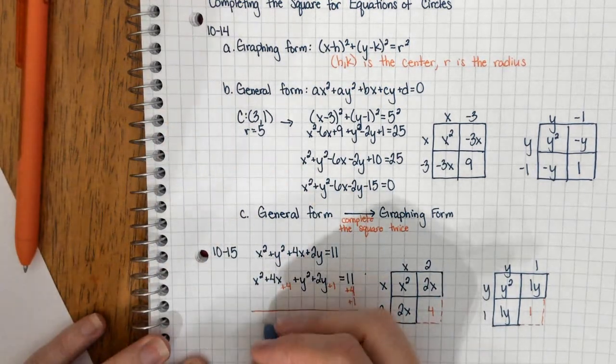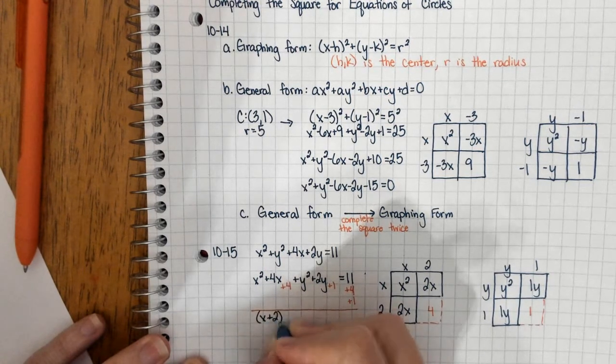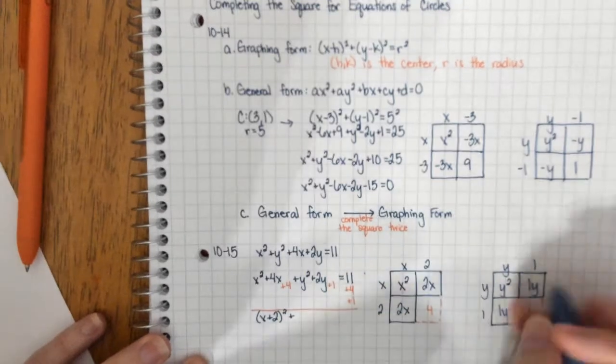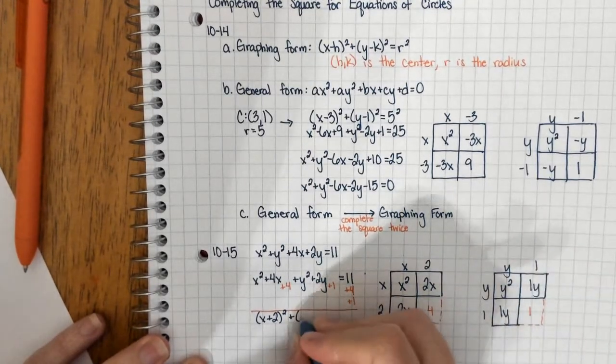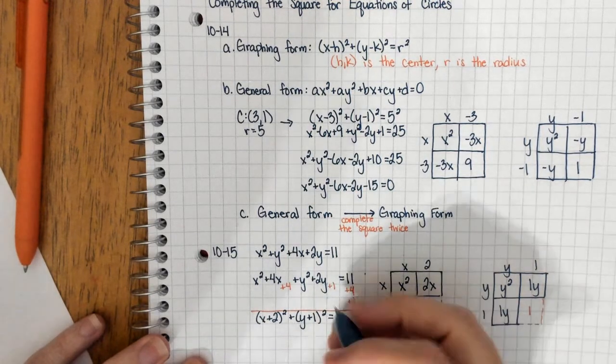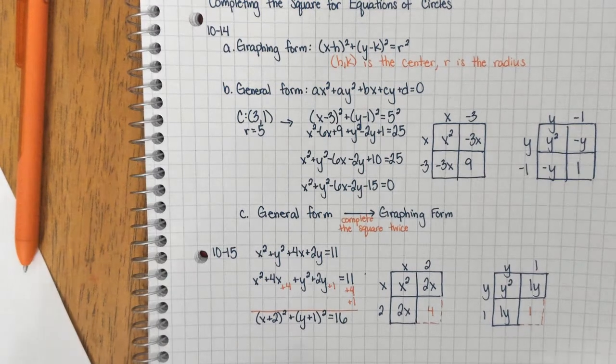By adding the 4, we are able to write this left side as x plus 2 squared. Remember, it's the outside of the box. Plus, by adding the 1, we made that a square. Y plus 1 squared is equal to 16. So this is now in graphing form.